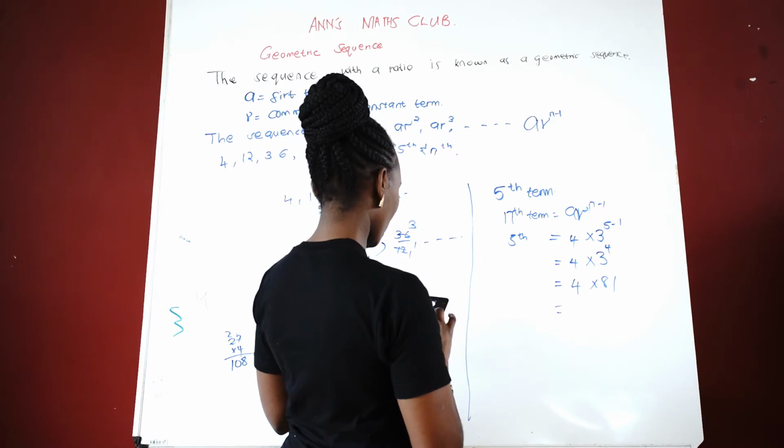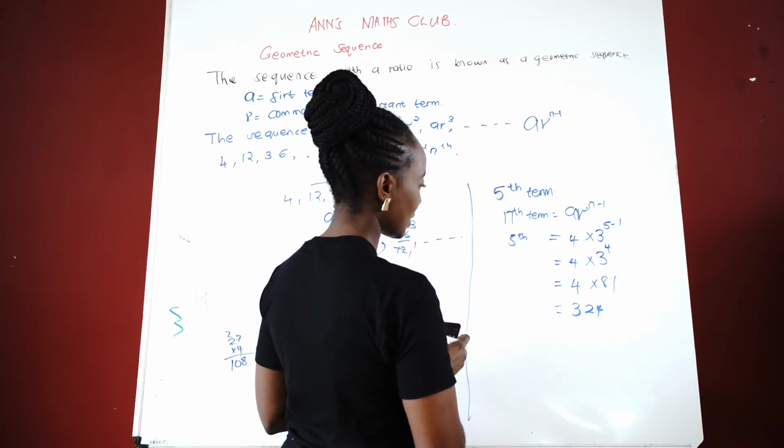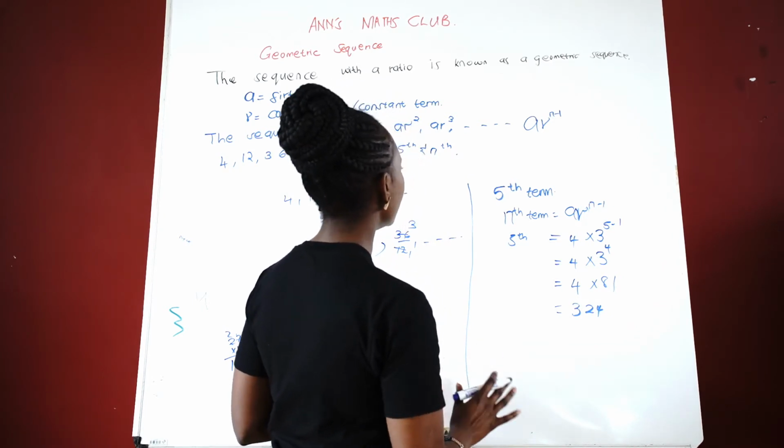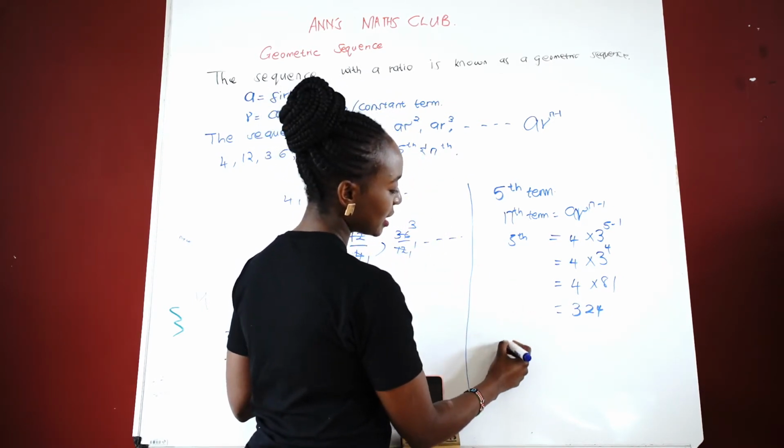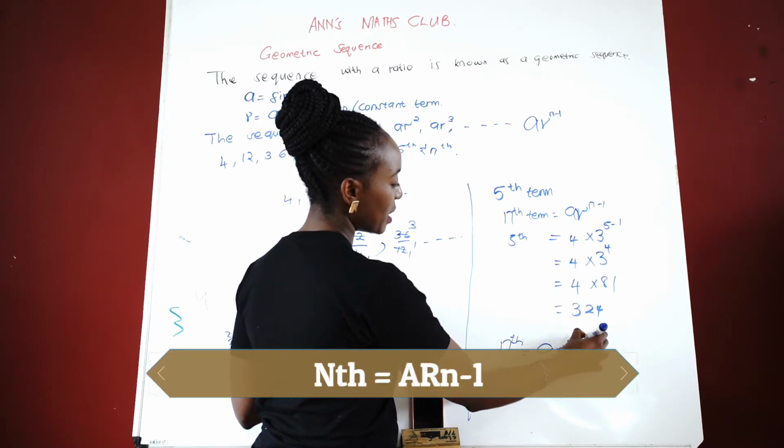Again, you're free to use your calculator so as to avoid mistakes. 324. Great. So that is how we do it. And lastly, again, for the nth term, you just write the formula. The nth term is ar^(n-1).